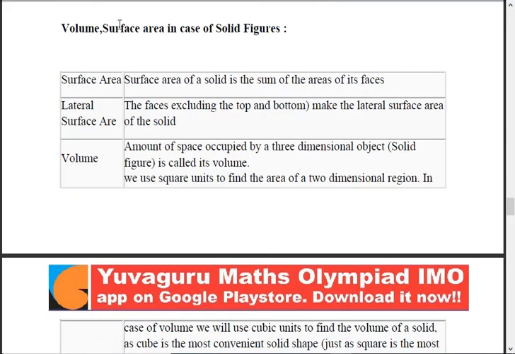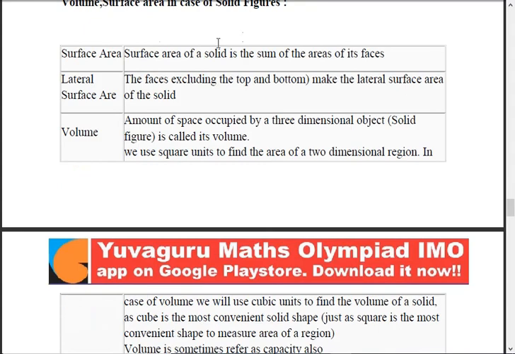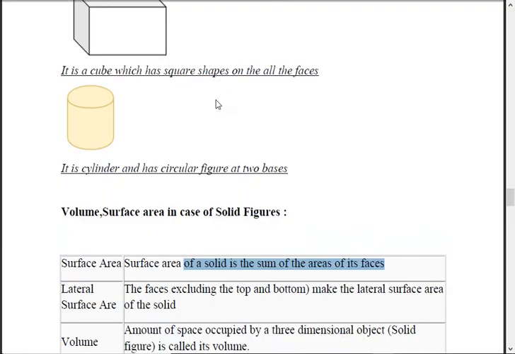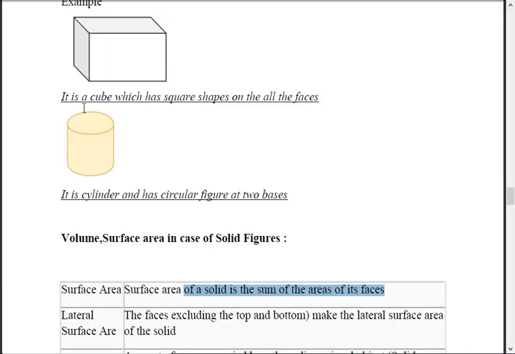Now volume and surface area in case of solid figures. See this. Volume means the inside part. Surface area means the outside part. Surface area of a solid is the sum of the areas of its faces. Lateral surface area means only the sides, no top and bottom. The faces excluding the top and bottom make the lateral surface area. Volume means the space occupied by a 3-dimensional object. Whatever amount of water you can fill in this, that's the volume.